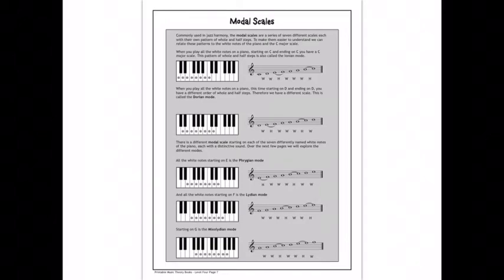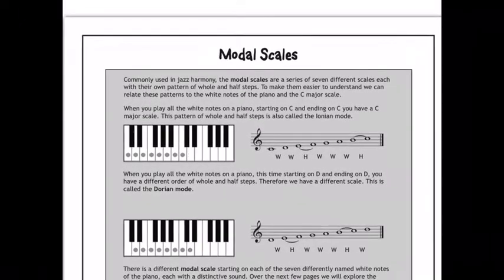So, modes. It says here, commonly used in jazz harmony, modal scales are a series of 7 different scales, each with their own pattern of whole and half steps. To make them easier to understand, we can relate these patterns to the white notes of the piano and the C major scale. Now, quick review: you know that the major scale goes with no sharps or flats, from C to C, and the pattern is whole, whole, half, whole, whole, whole, half. You've seen that back from grade 9, right?